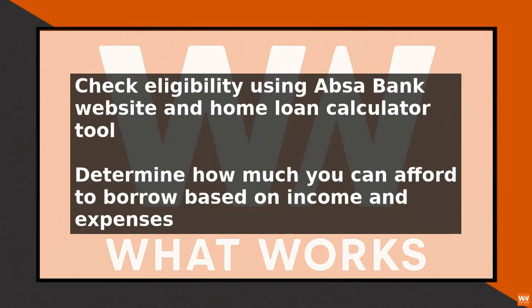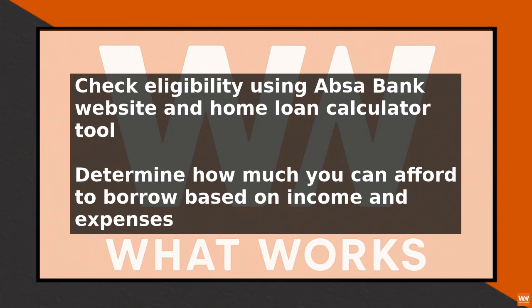You can do this by visiting the Absa Bank website and using their home loan calculator to determine how much you can afford to borrow. Next, you need to gather the required documents. These include your identity document, proof of income, and proof of address.